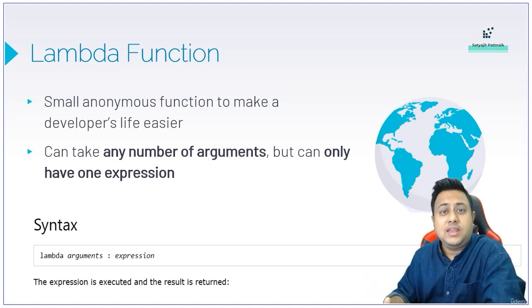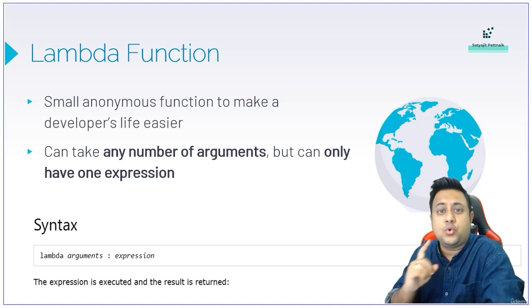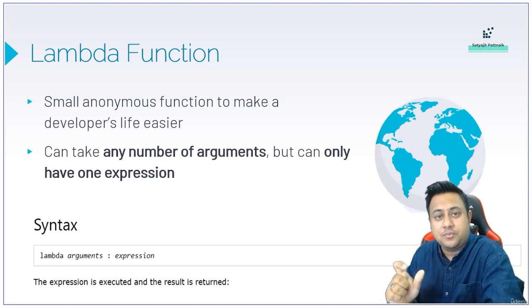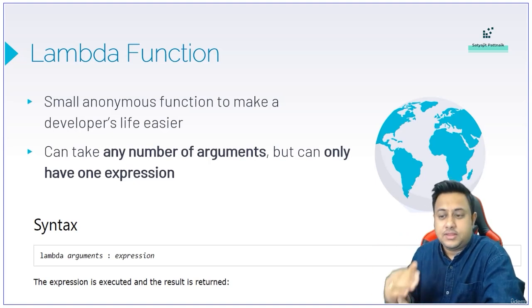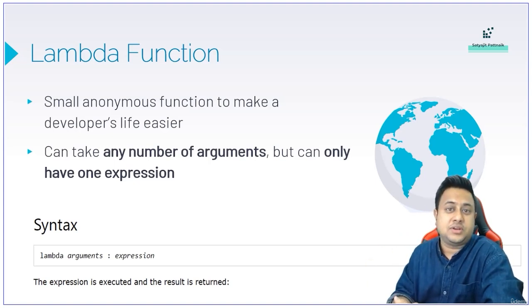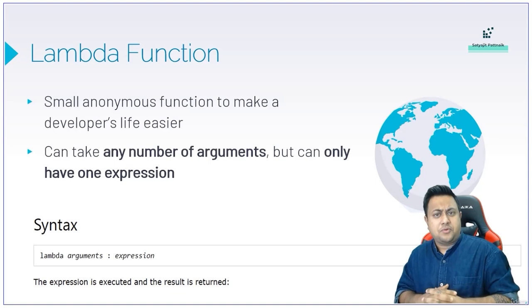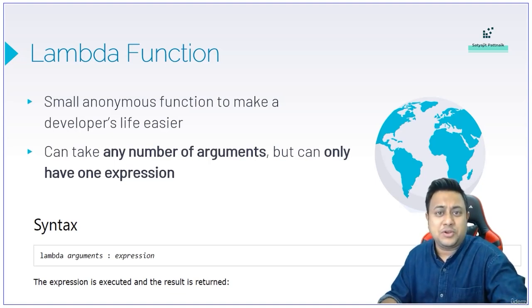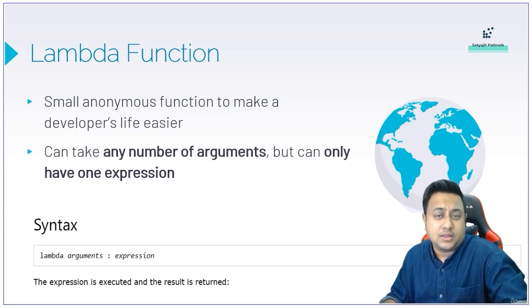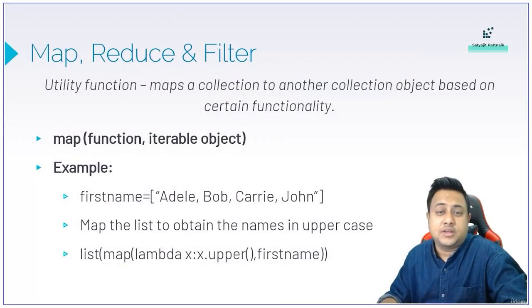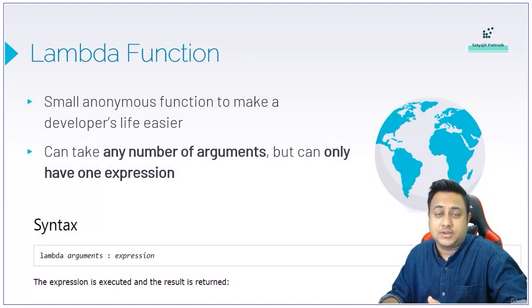It can take any number of arguments, but can only have one expression. The syntax is lambda arguments colon expression. The expression is executed and the result is returned. Well, enough of the theoretical part. Let's quickly jump into the practicals and try to understand more about functions and lambda functions. We also have other types of functions like map, filter, and reduce functions, which we will be covering in the next video. So for the time being, let's jump onto the practical codes.